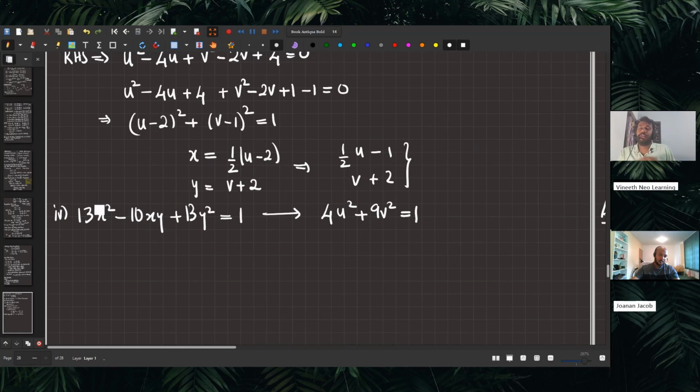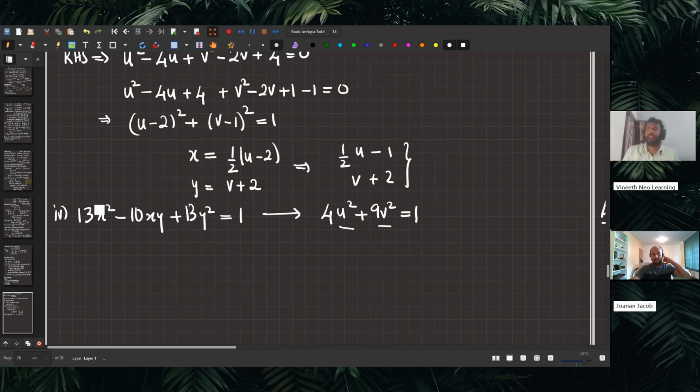Before that, look at these two equations. Here there is x square, there is u square. Here is y square, and here is v square. But there is no xy term there. There is no uv term there. So we have to find a way to convert this xy into some kind of square term.